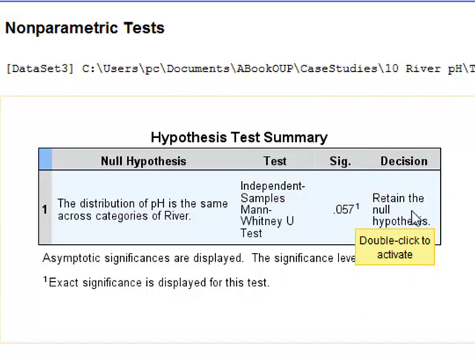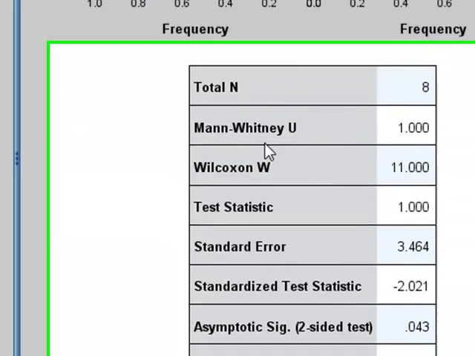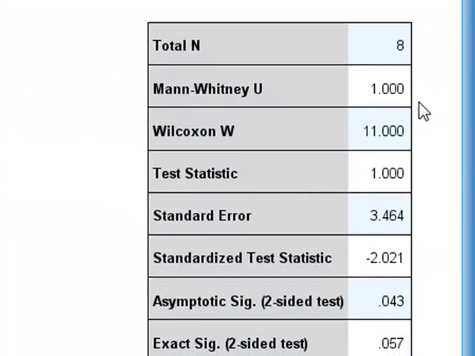For further information, we can double-click on this test summary, and this gives us further information about the analysis, including the calculation of the Mann-Whitney U value, and again showing us that the calculated p-value is 0.057.